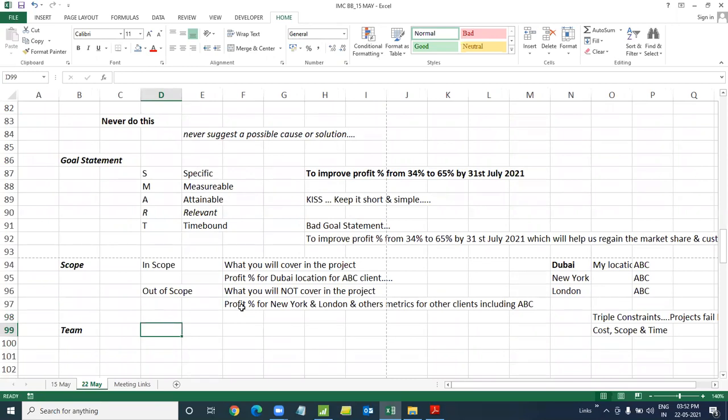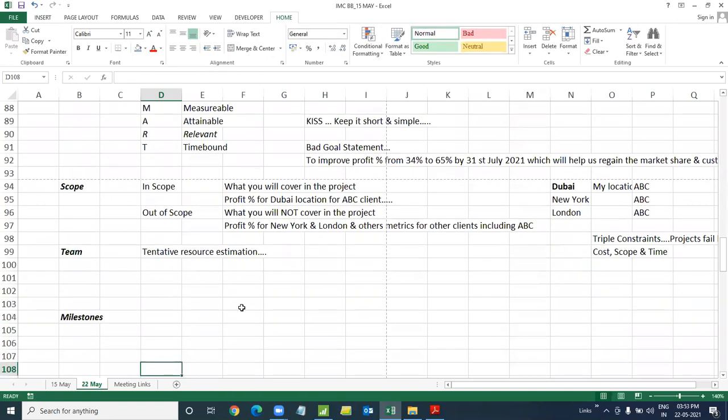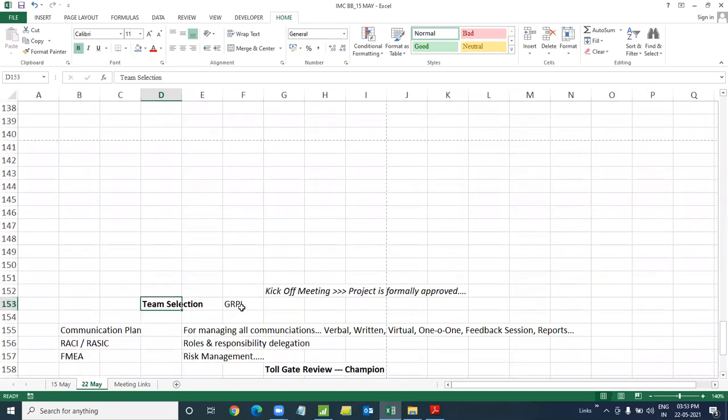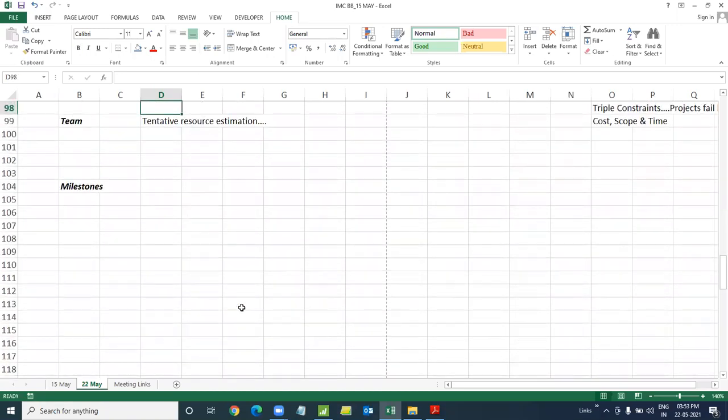So right now you don't have the team. So you may give a tentative resource estimation, like how many people, 7 people, 10 people, tentative, which will get elaborated once we get the project. So we'll talk about that because that's still going to come in here. Team selection, that's where we'll talk about it. So bottom line, it will get clear, it will come, but right now we will be mentioning a tentative resource requirement.